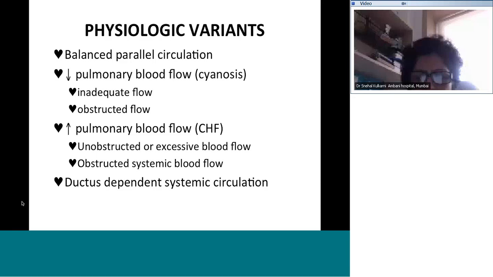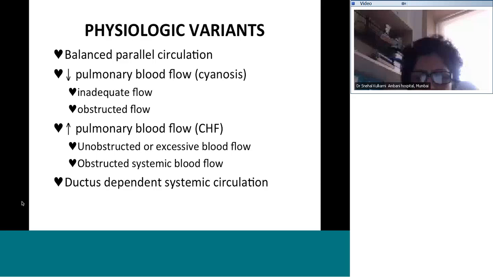So saturations are okay, the pulmonary circulation is just adequately protected, they are barely symptomatic. And many times you see them later in life because it's a mildly protected pulmonary circulation, and suddenly you find them becoming symptomatic in their late teens or 15 years of age, and this is called a balanced parallel circulation. Now the second variant is significantly reduced pulmonary blood flow that you see with severe cyanosis. Now that you see as an inadequate pulmonary blood flow or significantly obstructed pulmonary blood flow.